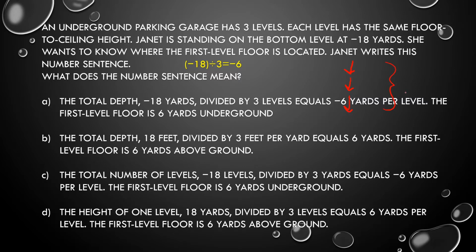All 3 of these, when I add them together, has to be 18. 18 divided by 3 is 6, and since these are all underneath the ground, they are all going to be a negative 6. So the total depth is negative 18 yards, and there are 3 levels. That is what that 3 represents, and with those 3 levels it tells you that it is a negative 6, which means that the first floor is 6 yards underground.